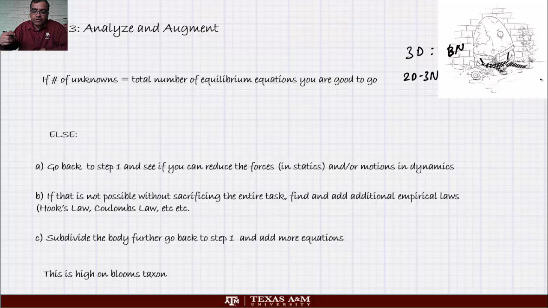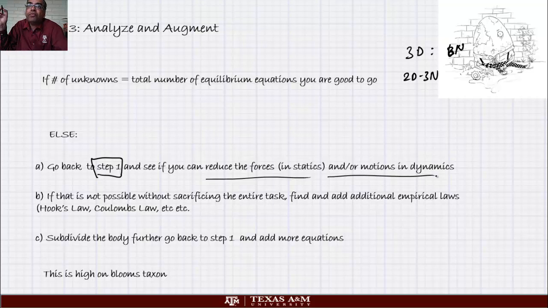So if there are not enough equations for unknowns, you have to do one of 2 or 3 different things. First thing is, go back to step 1. That is, isolate and idealize and see if you can reduce the forces or the number of different motions in dynamics. See if you can simplify it in some way.